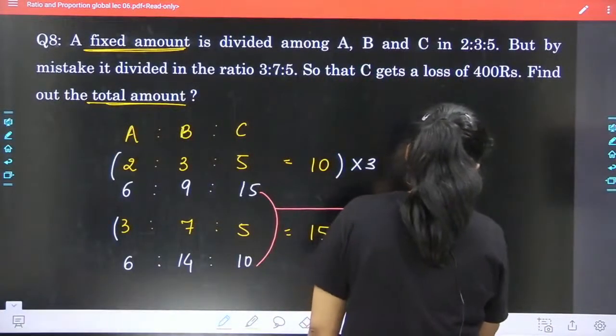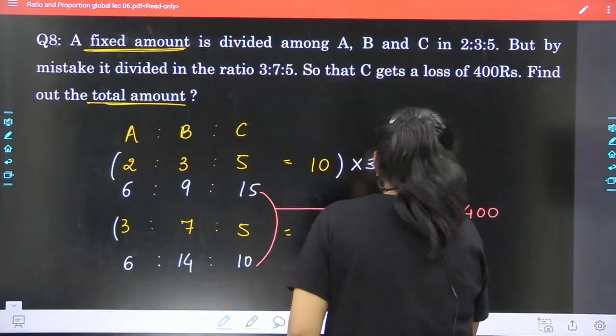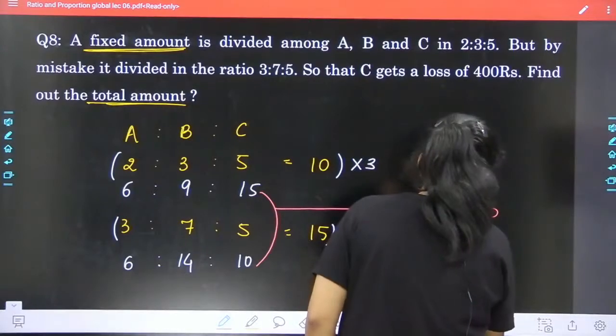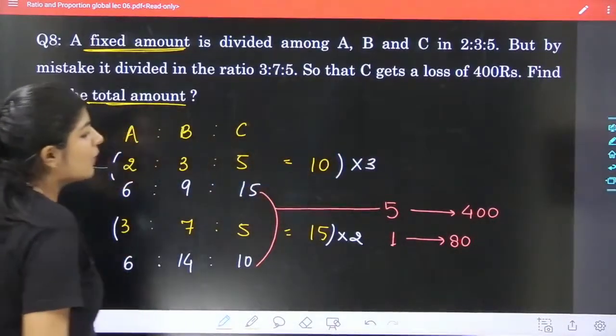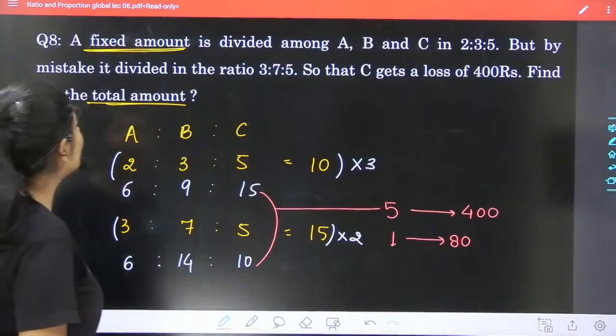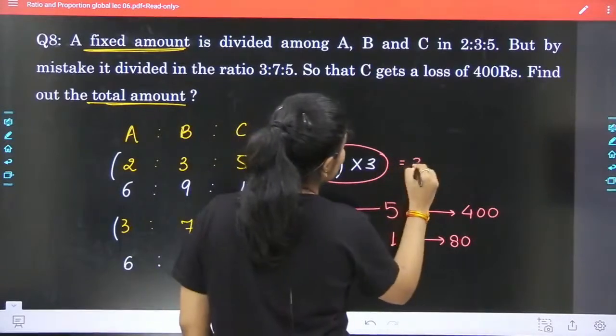That means the value of 5 over here is equal to 400. That means the value of 1 is a multiple of 80, so 1 is equal to 80. Now what do I have to find out? I have to find out the final amount, and that is equal to 30.